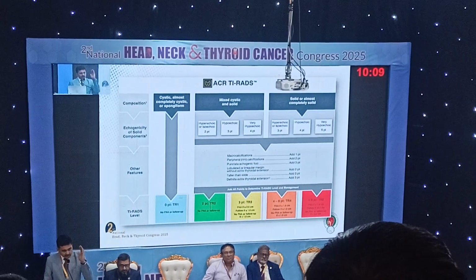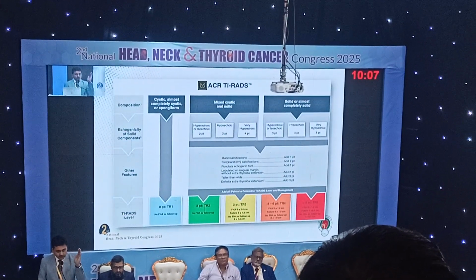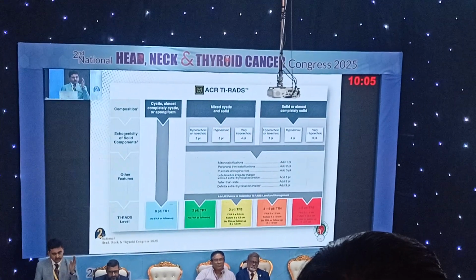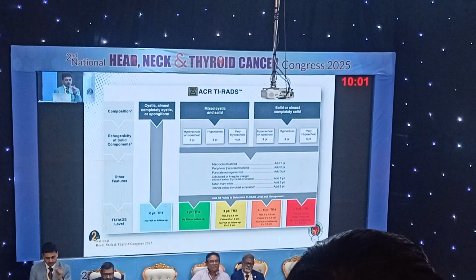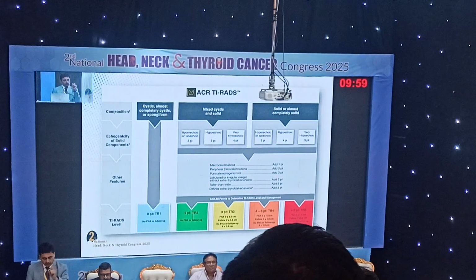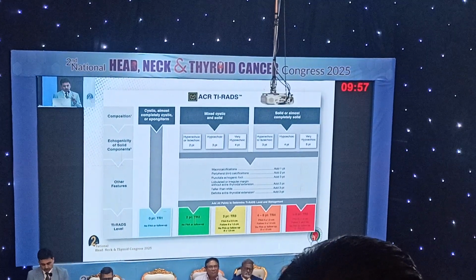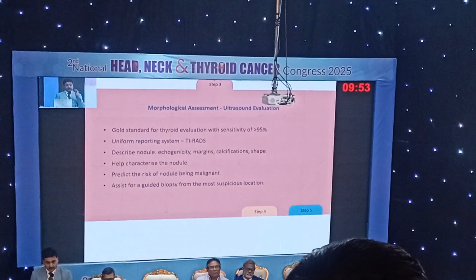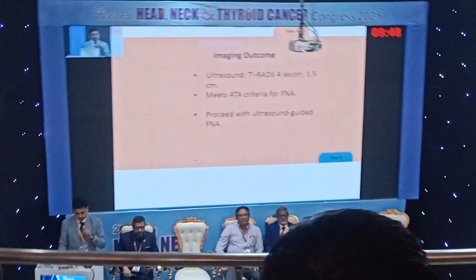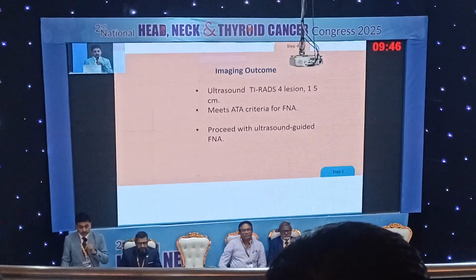And they grade it, give some criteria on the basis of all the parameters, and they score it, and that is known as TIRADS scoring. So they get 1, 2, 3, 4, 5 or 6, more than 4 to 5 or something like that. On the basis of this, they characterize the thyroid nodule. Say our thyroid nodule was TIRADS 4. Now it meets the criteria.